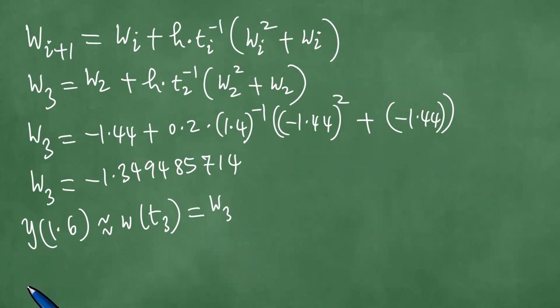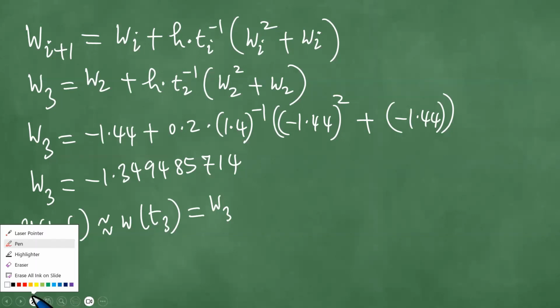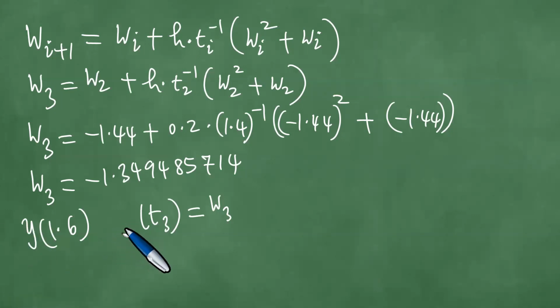Okay, need to use the right notation here. So I want you to say it's like Y at T3 here, not W. Like Y at T3 because T3 is that, which is W3. Ideally when we write like this, we normally say that Y is the exact value and the W's are the estimate values. It's estimated at 1.6.